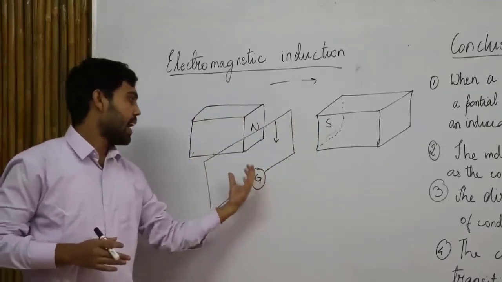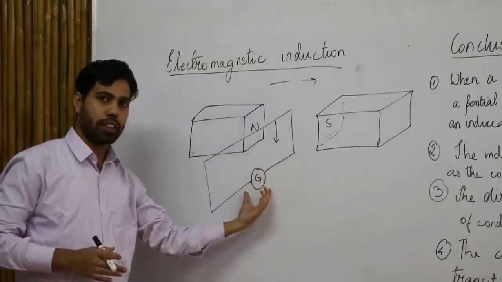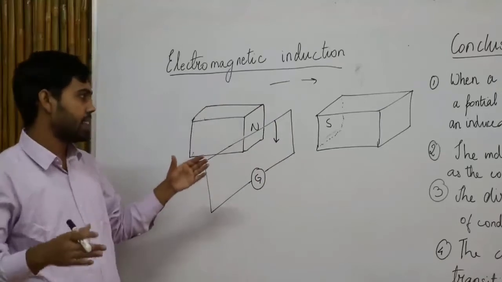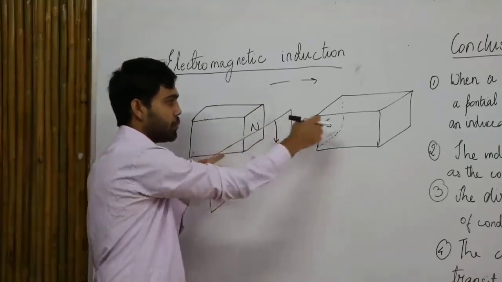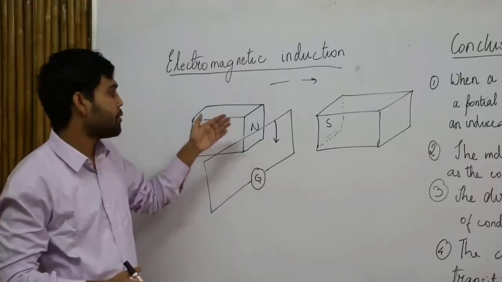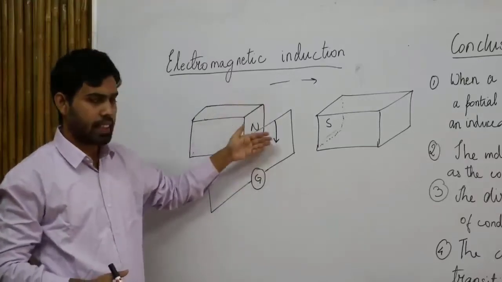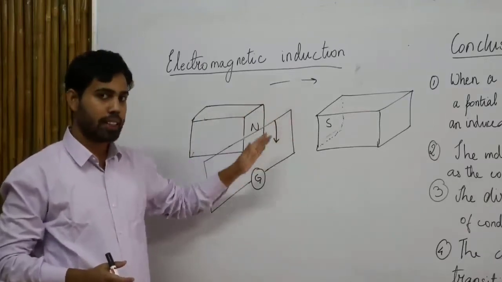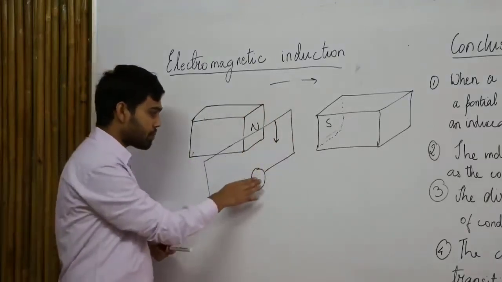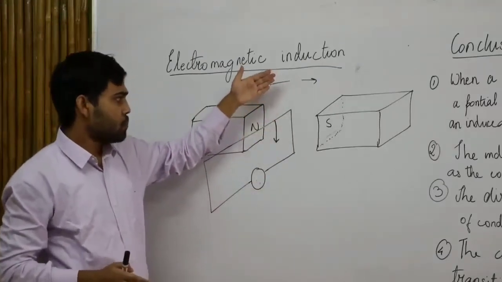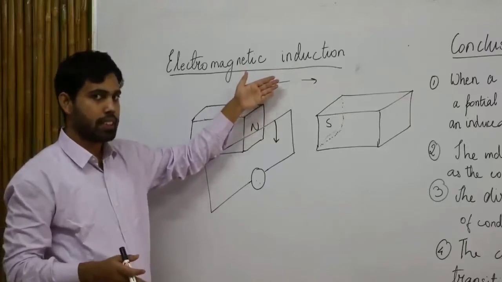In this circuit, I have connecting wires connected to a galvanometer. This circuit I bring in such a way that it is pushed in between the two magnets. For this experiment, I have to move the circuit first in the downward direction, and we'll see what happens, and then in the upward direction we'll see what happens. So in the first case, I am moving the circuit in the downward direction.